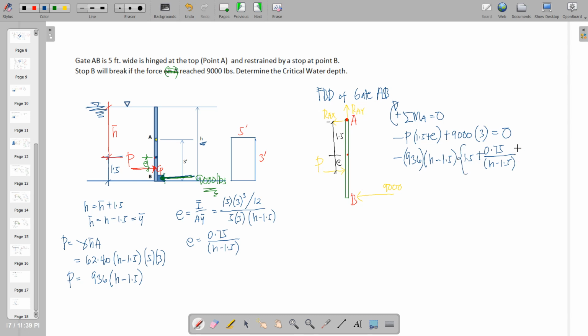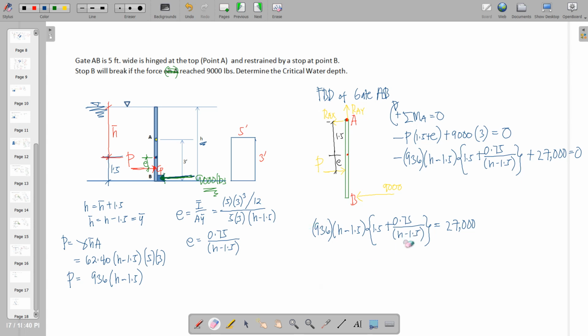Perhaps we can express that in a bracket. And then 9,000 times 3 is equal to 27,000. So that would be equated to 0. And then from this equation, we can now transpose 27,000 to the other side, so it will become negative. The negative shall be eliminated on both sides of the equation.